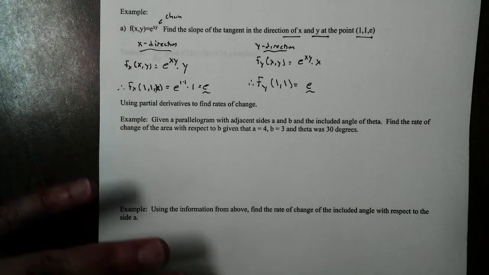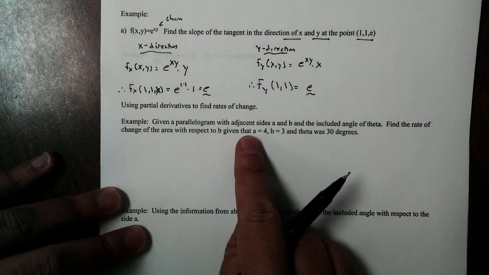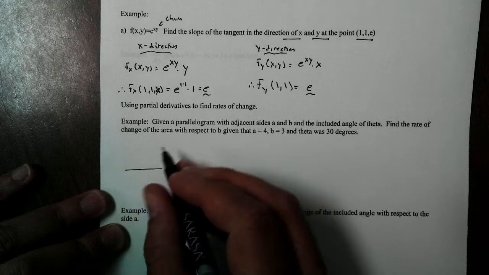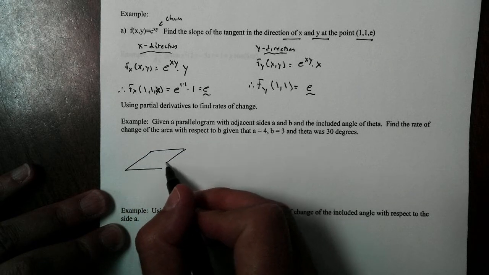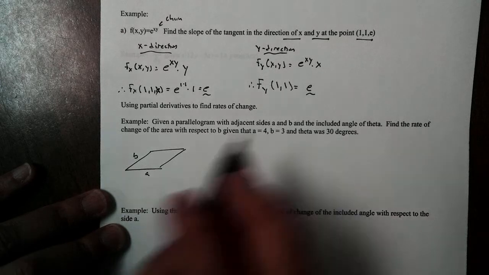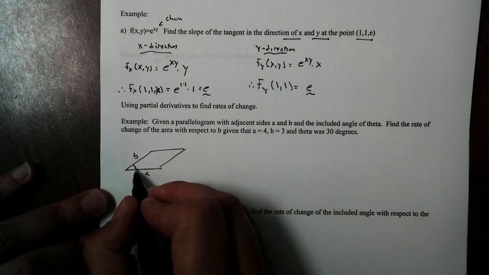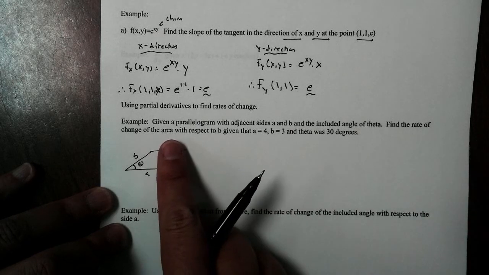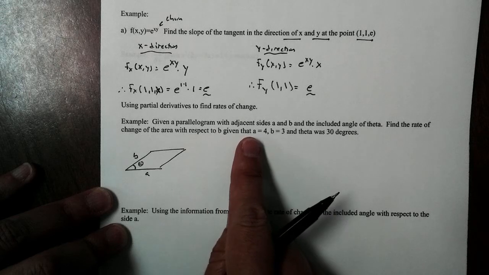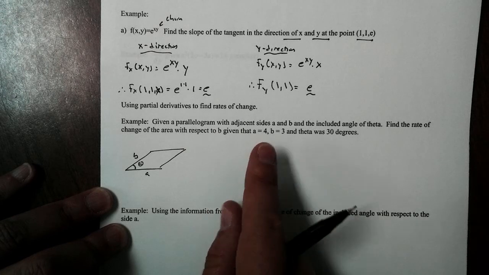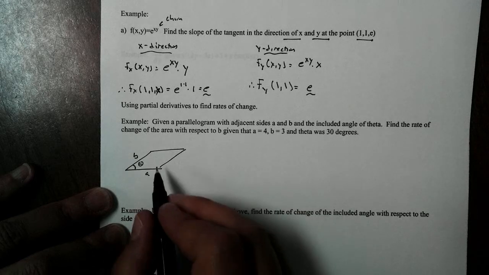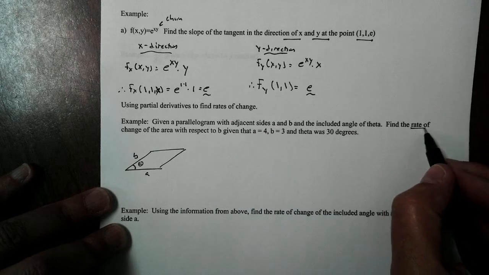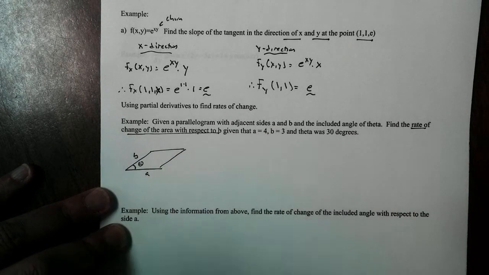Well, let's take a look. So given a parallelogram with adjacent sides a and b, I'm going to draw a parallelogram with adjacent sides a and b. Okay, there's a, and there's b, and an included angle theta. So we'll put theta there in the middle. We want to find the rate of change of the area with respect to b, given that a is 4 and b is 3. So they're telling me a is 4 and b is 3, and they want me to find the rate of change of area with respect to b.